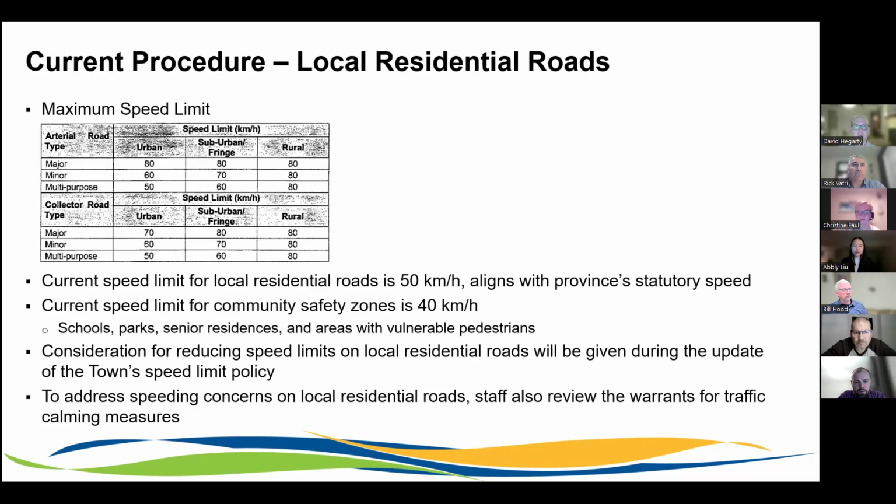We have received requests for speed limit reductions in local residential areas, but these requests have been put on hold for now, and we have reviewed the warrants for traffic calming measures, such as speed humps instead. We plan to review the requests for speed limit reductions on local residential roads during the update of the town's speed limit policy.